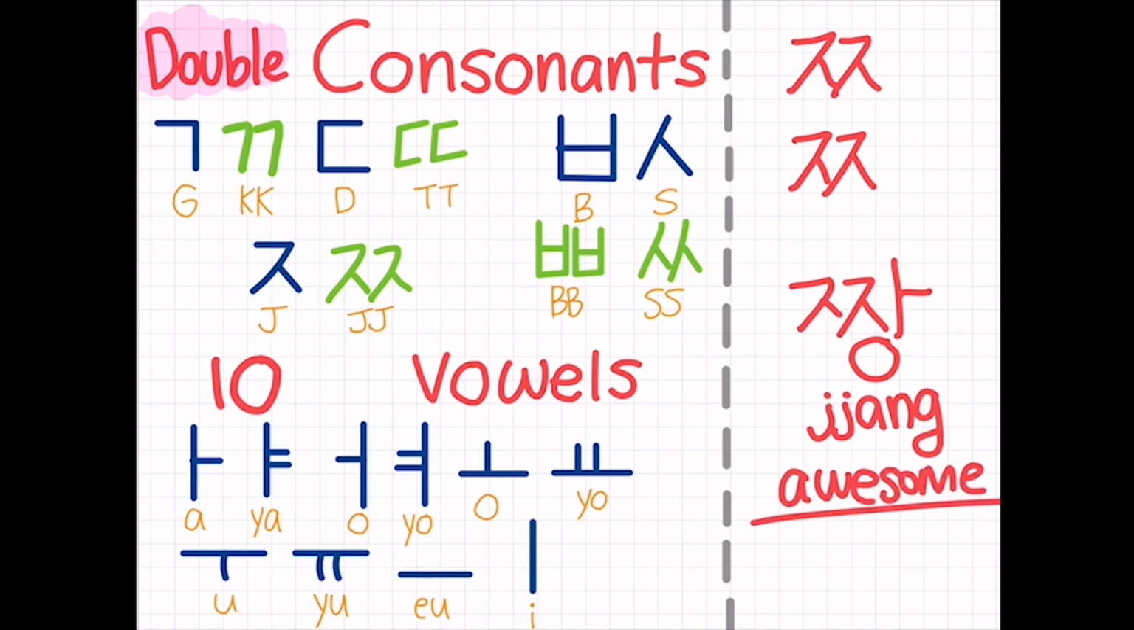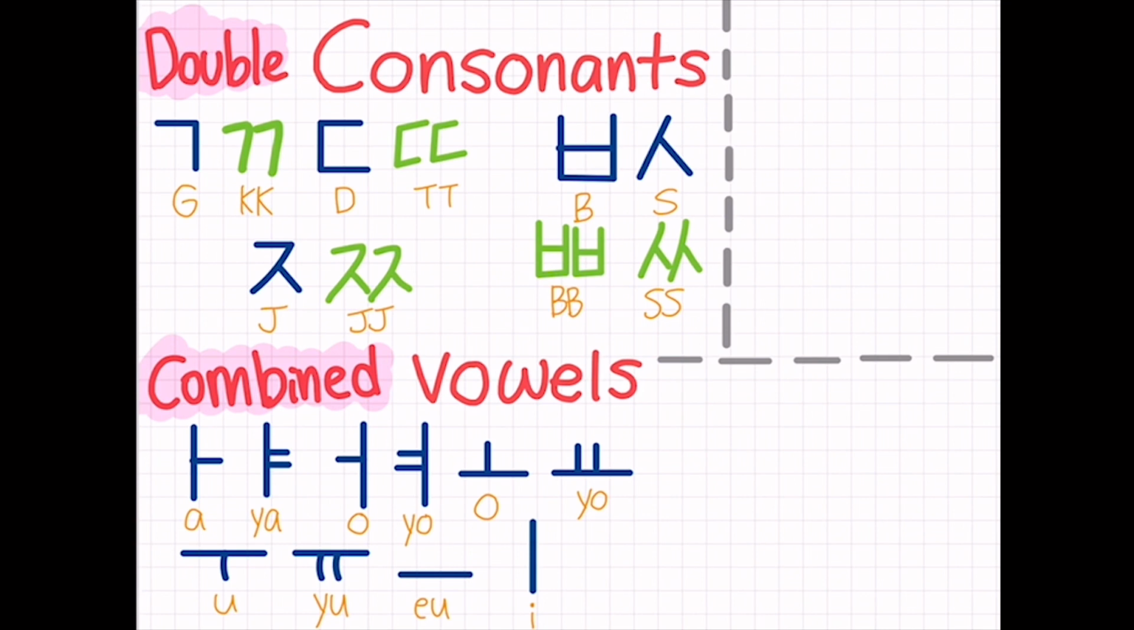Remember when we give thumbs up? 짱. 너 짱이야 means you're awesome. So, we're done with the double consonants, guys. Super duper easy peasy, right? So, we've got the G, D, B, S, J. Okay. Now about the vowels.